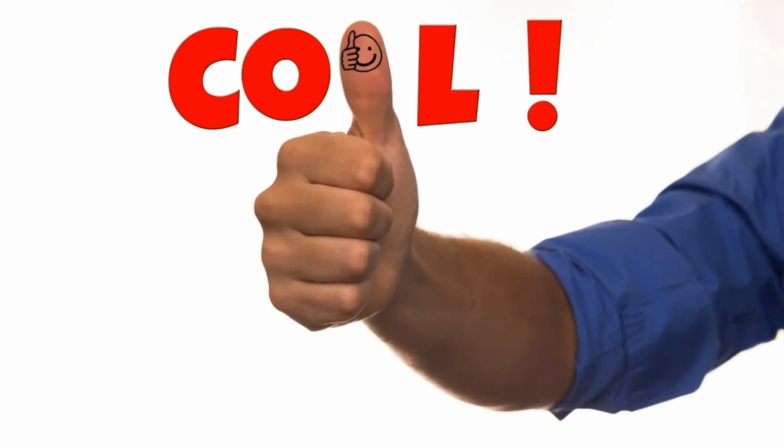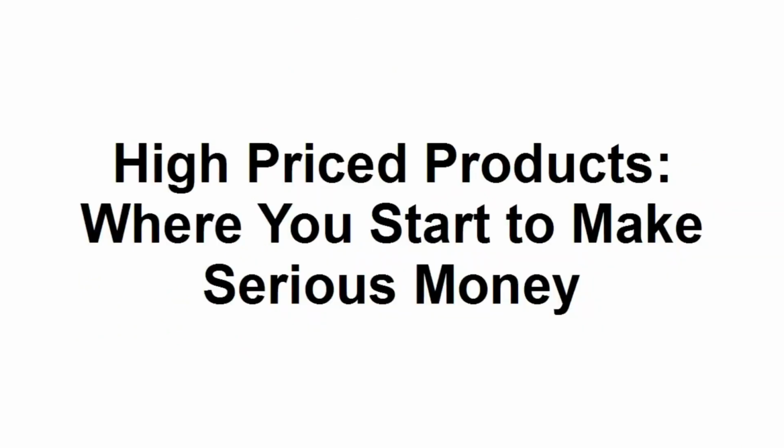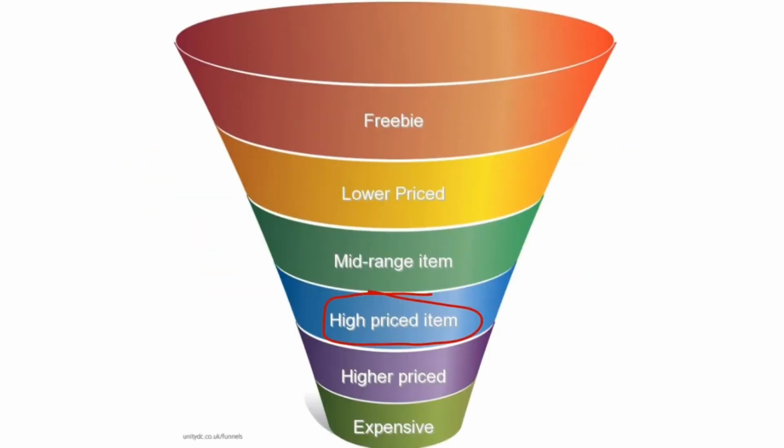Or to put it another way, it builds confidence and trust in you, trust in your business, and trust in your brand. When you reach the high-priced product level of your sales funnel, this is where you start to make some serious money. The higher priced item comes further down the sales funnel, after your freebie, after your lower priced item, after your mid-range item. That's when you're going to start to sell your high priced item.